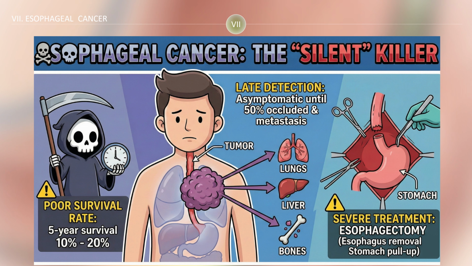Severe treatment: surgery often involves an esophagectomy, where a large part of the esophagus is removed and the stomach is pulled up into the chest or neck to replace it. Now we go into our concept map.